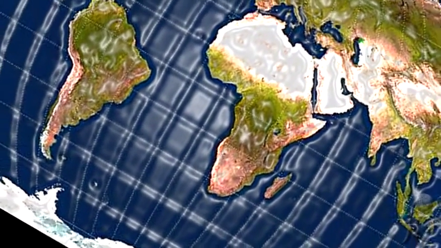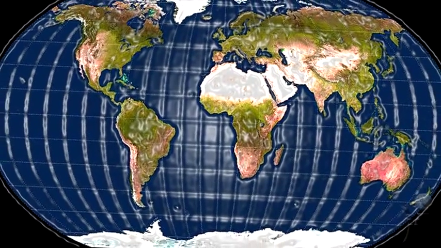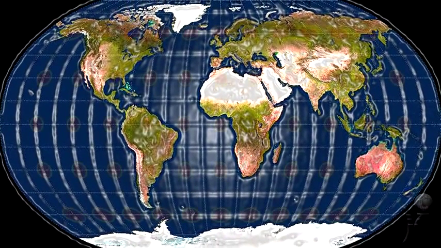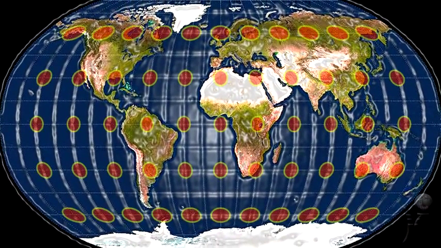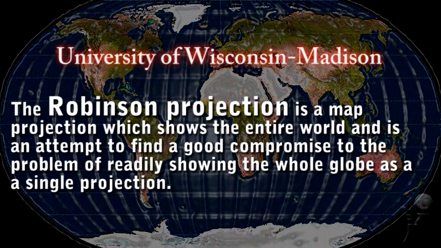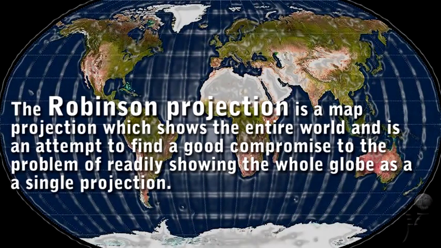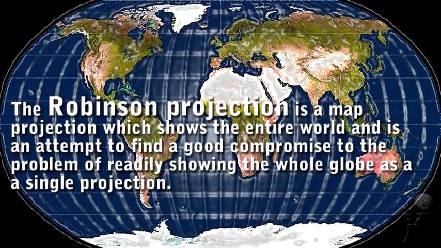Instead, they seek a balance between distortion and simply making things look pretty good. An example of this is the Robinson projection, which was produced by Arthur Robinson in the early 1960s at the University of Wisconsin-Madison. This is a projection used by Rand McNally. Arthur Robinson sought to establish cartography as a recognized discipline and ultimately granted both undergraduate and master's degrees in cartography in Wisconsin.